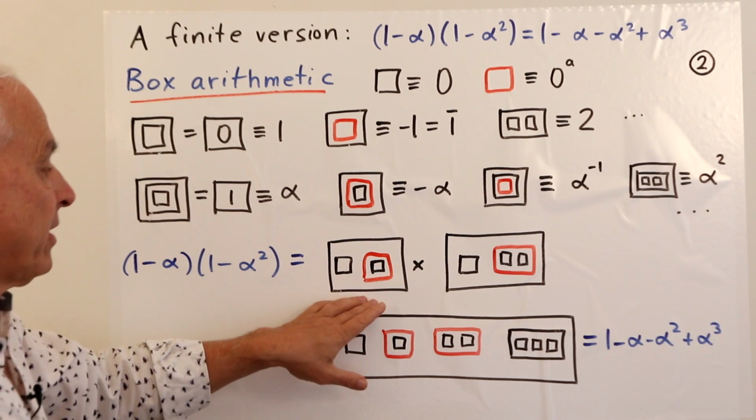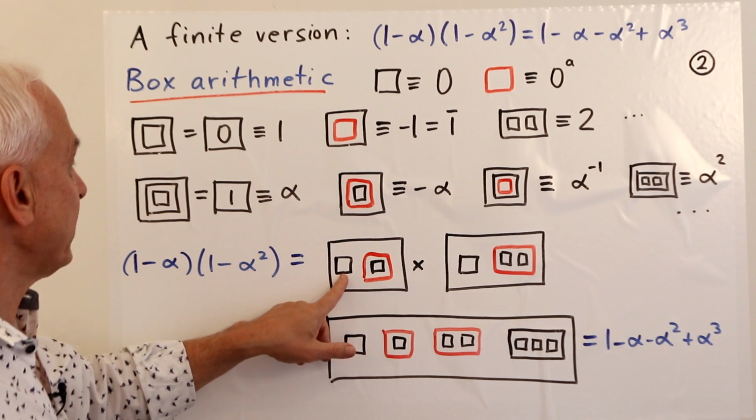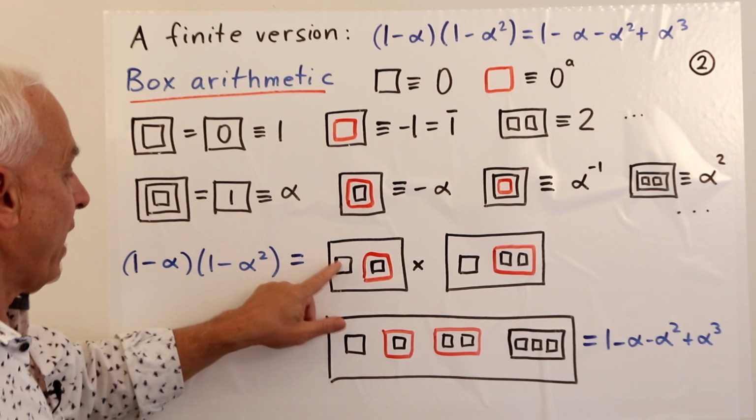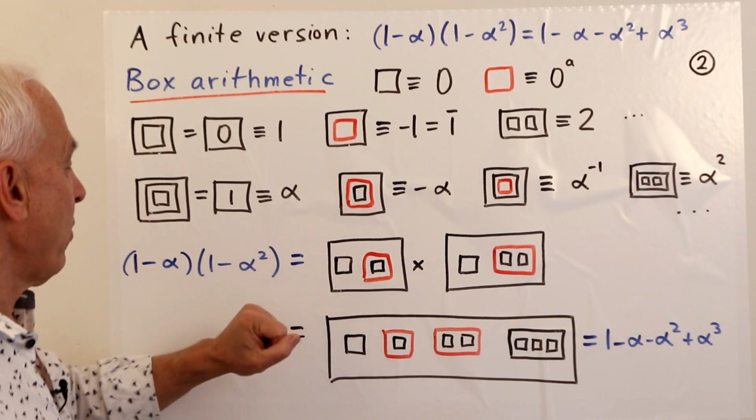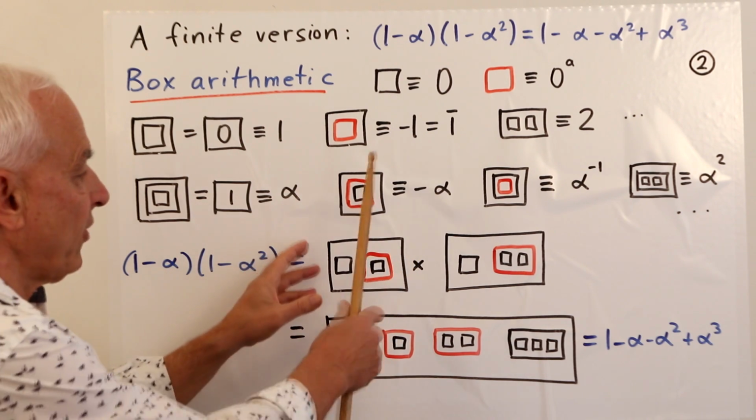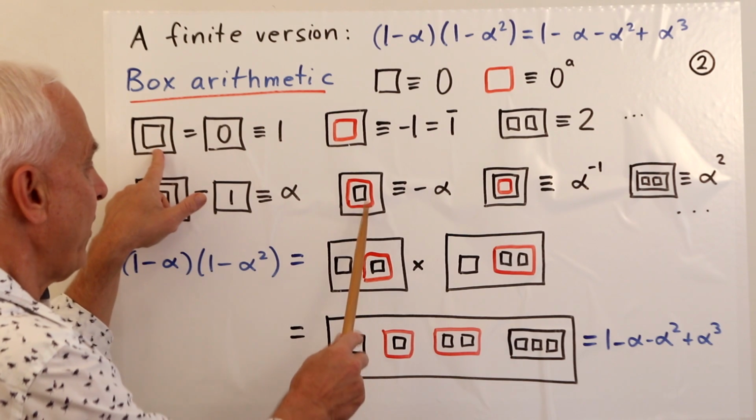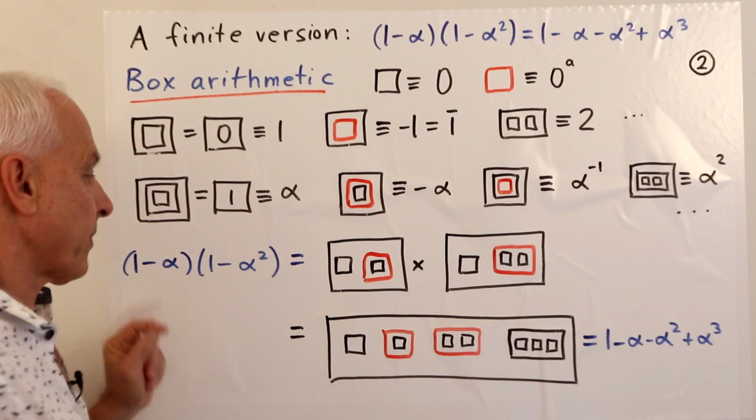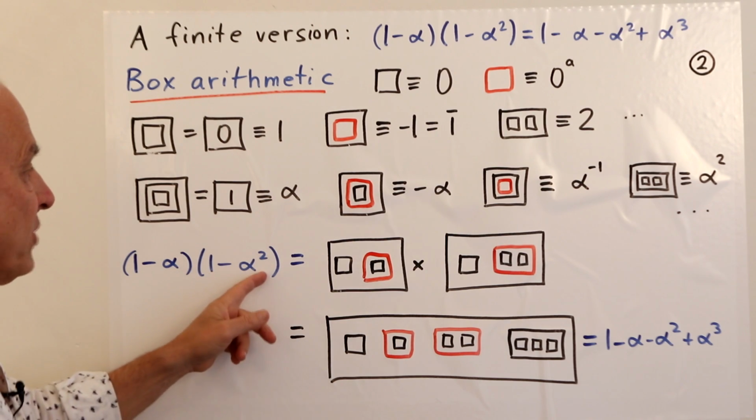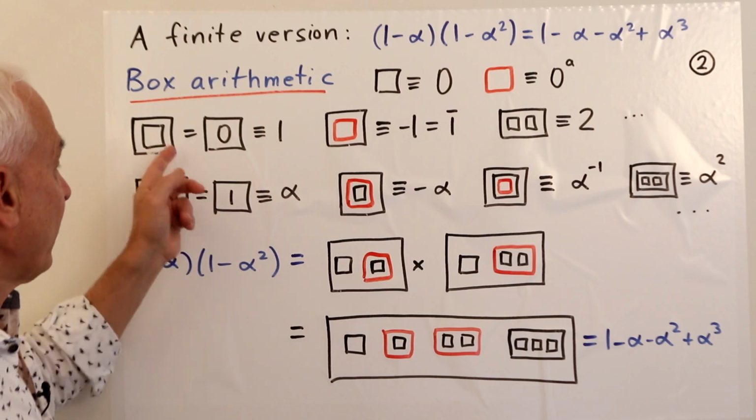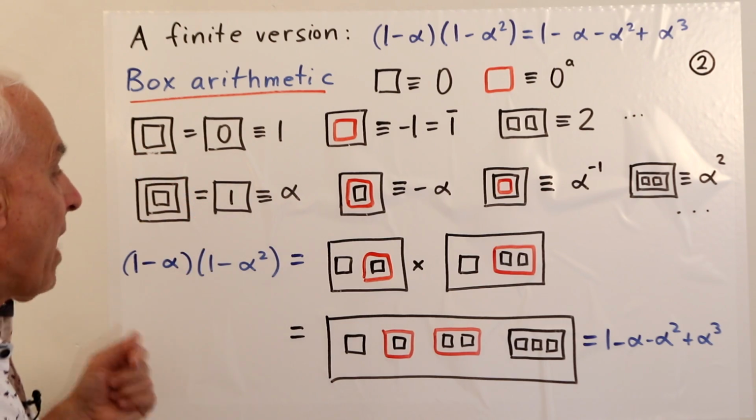It's a box containing an empty box there, so that's like the number 1. If this thing wasn't here, that would be the number 1. And if this thing wasn't here, we would have minus alpha, this one right here. So this is the combination of this one and this one, the sum of this one and this one, 1 plus minus alpha. If we take 1 minus alpha squared, then we are taking the sum of this one with minus alpha squared.